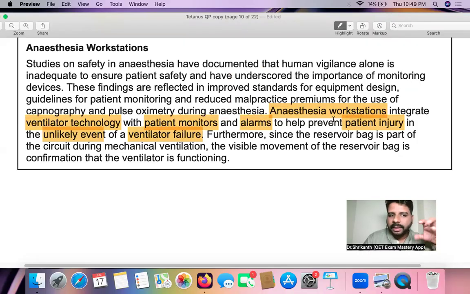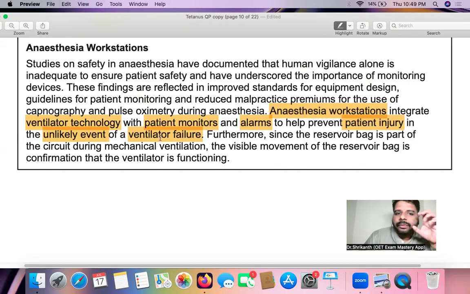Nowadays, the latest ventilators have patient monitors and they have alarms. And why is this important? To prevent patient injury in the unlikely event of a ventilator failure. For example, if a ventilator stops working, what will happen? The patient is connected to the ventilator, right? And the patient will be injured.